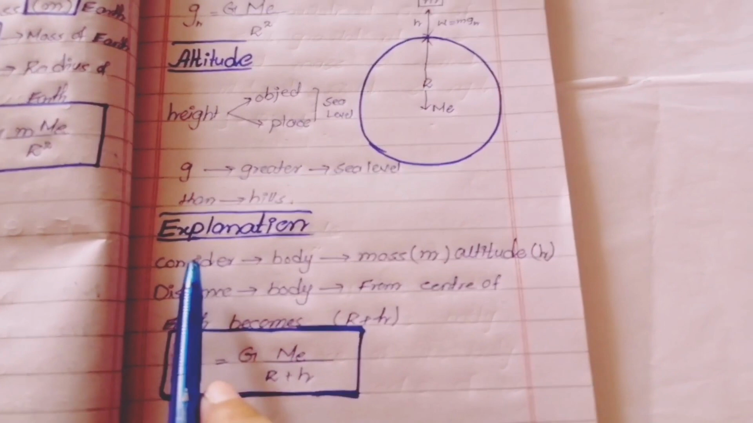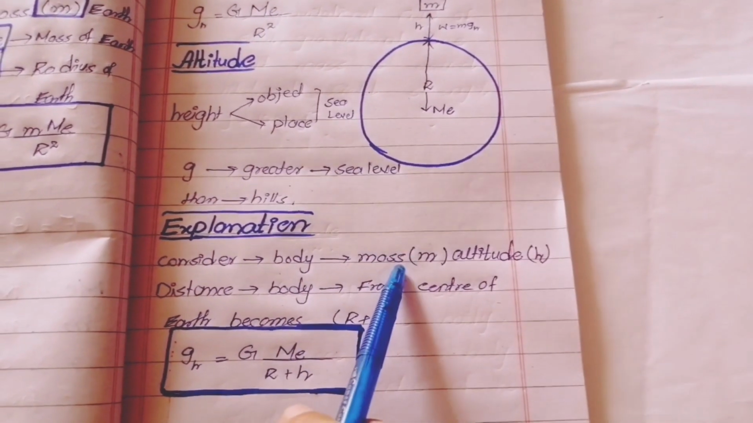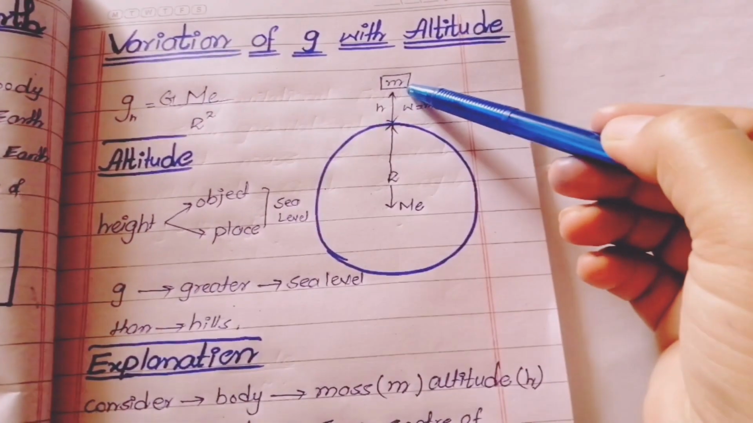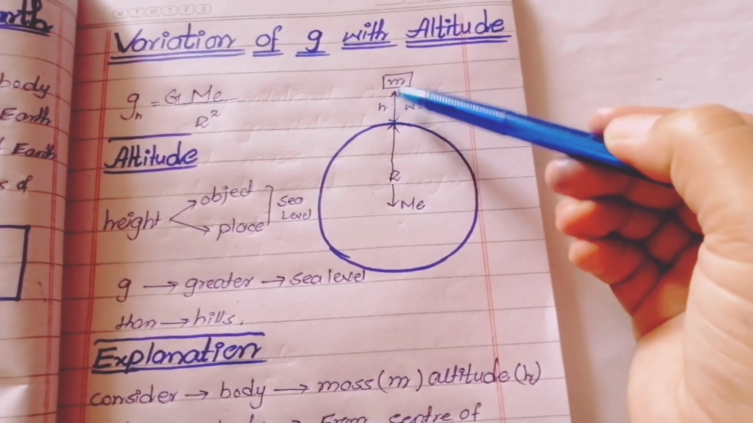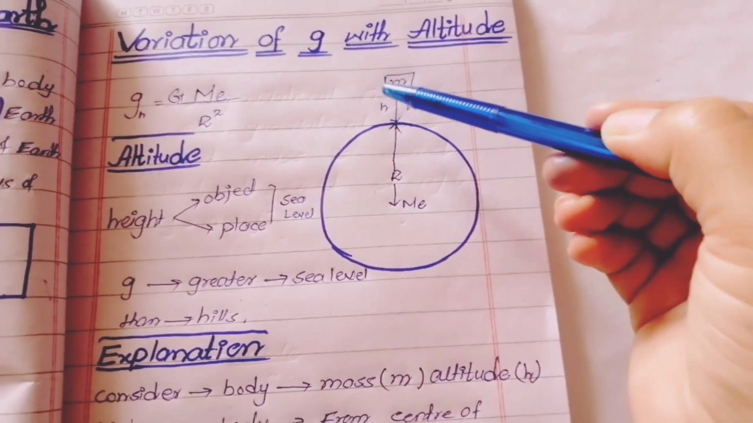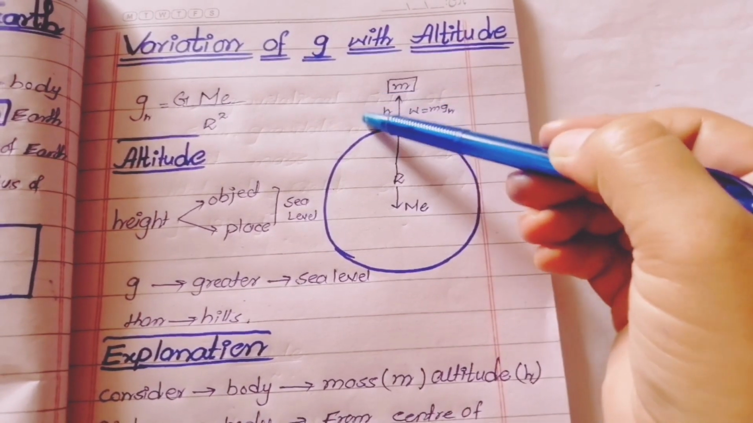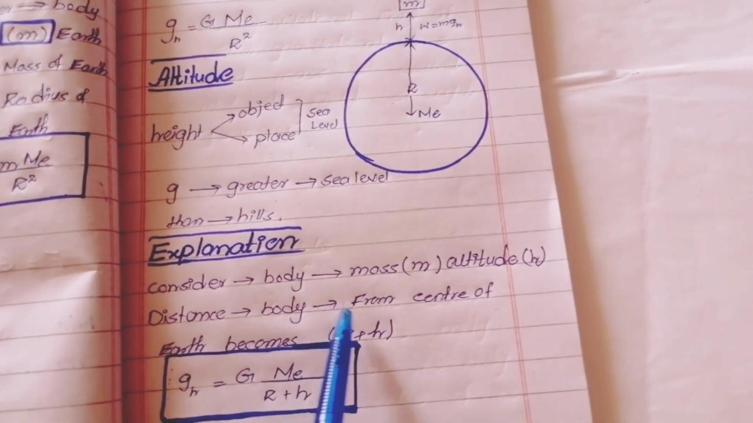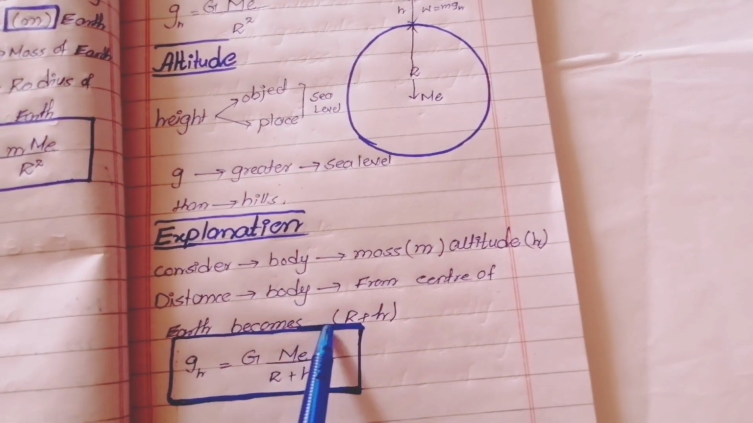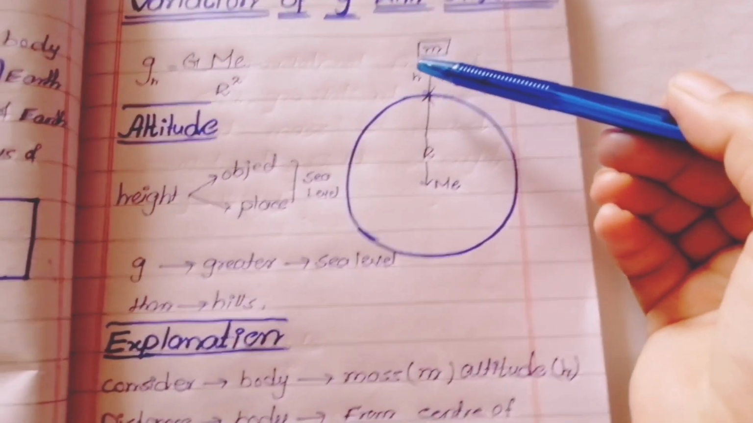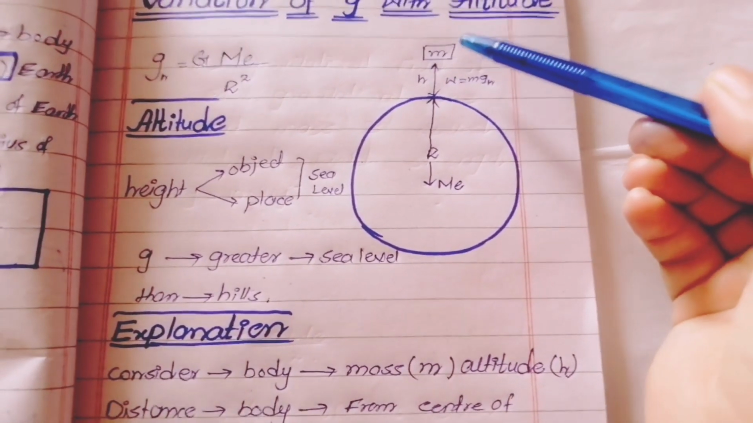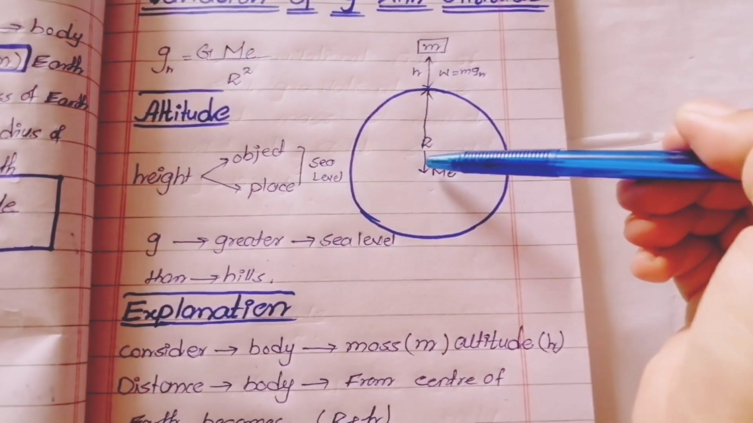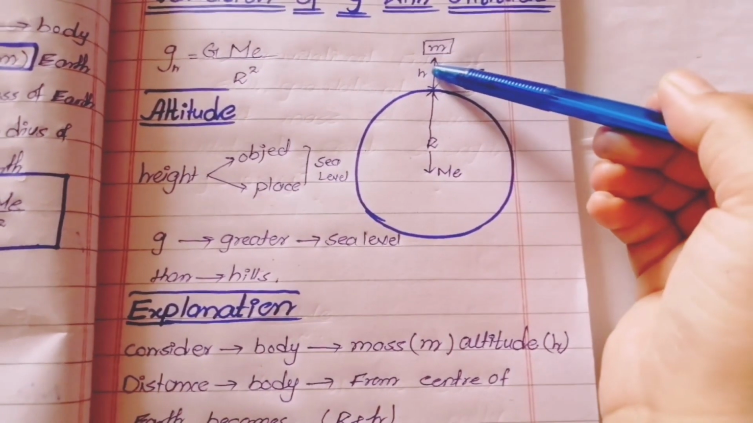So we will explain: a body of mass m is located at altitude or height h. This is a body of mass m, located at a height or altitude. This altitude or height we have represented with the symbol h. The distance of the body from the center of the Earth becomes r plus h. So the distance of this body from the center of the Earth becomes r plus h.